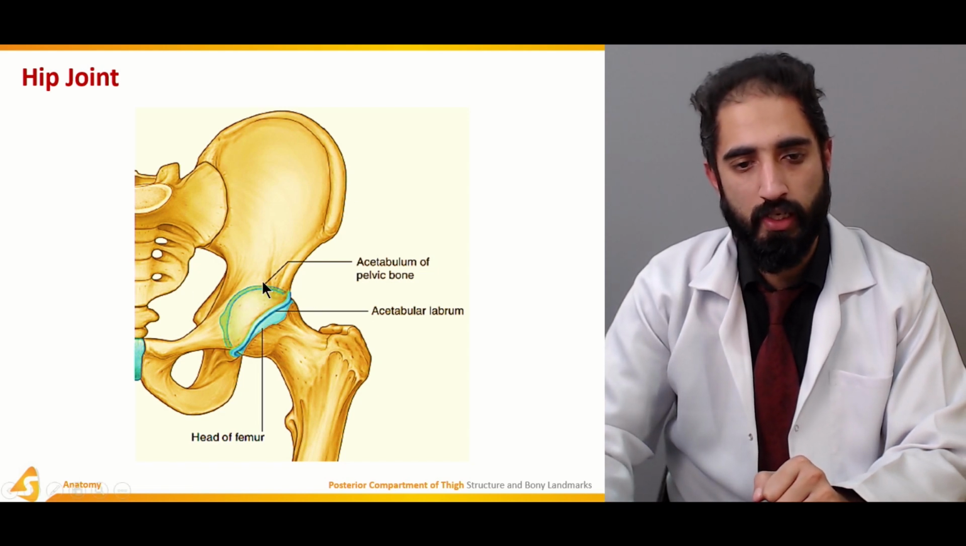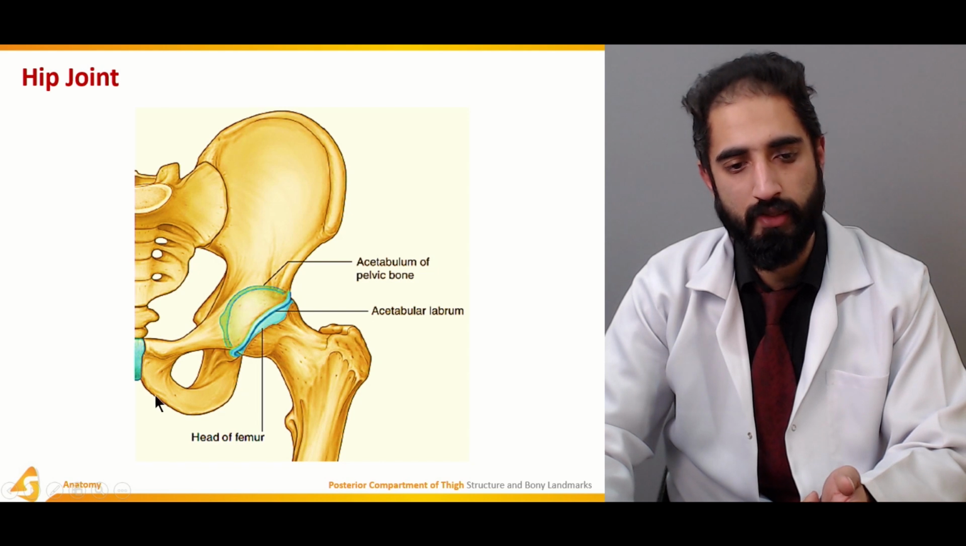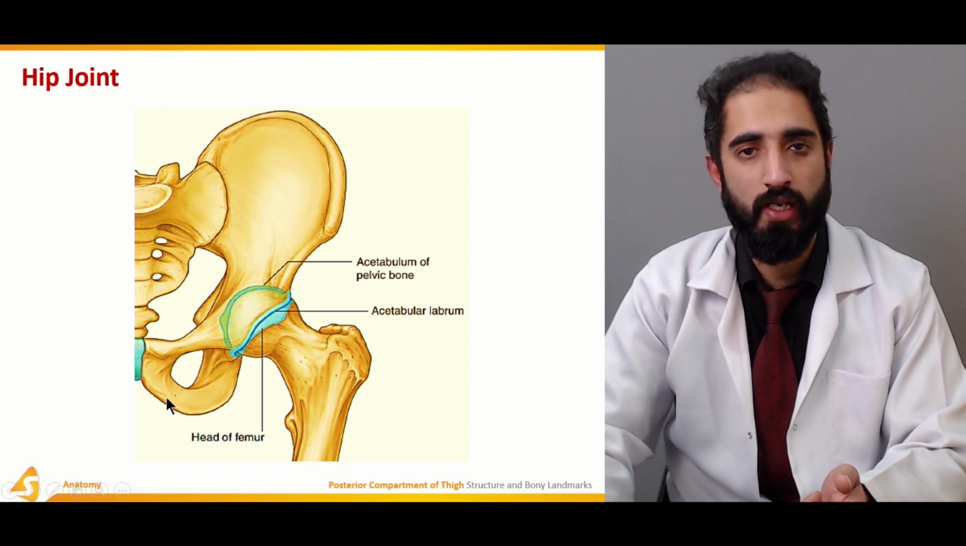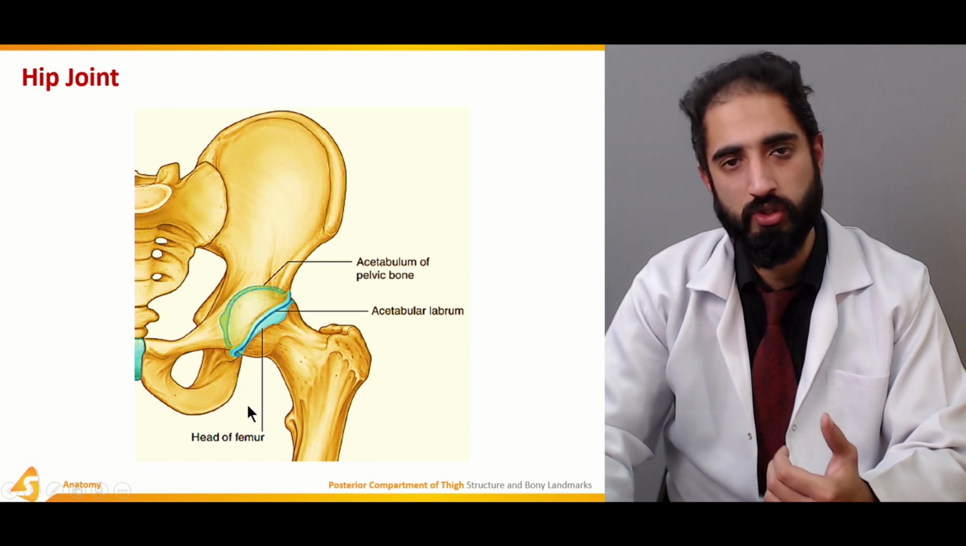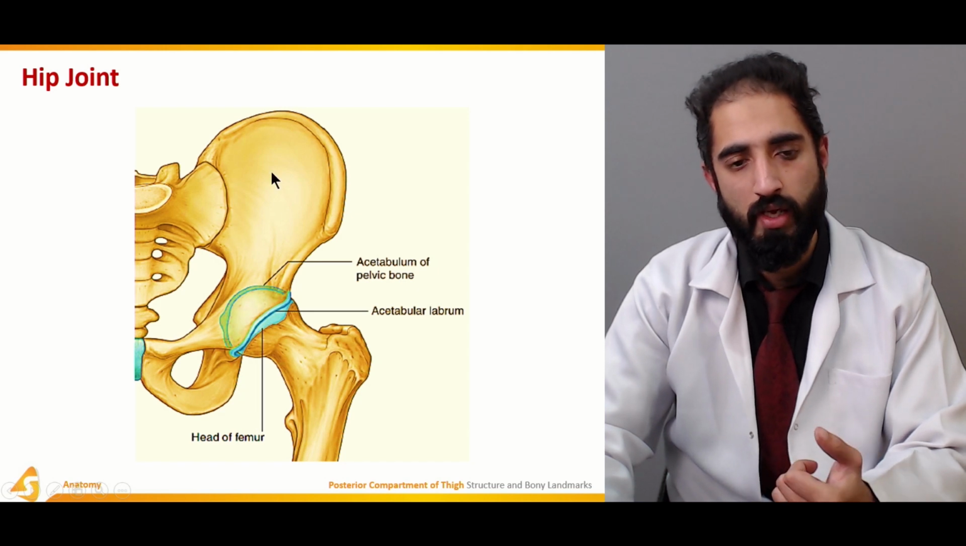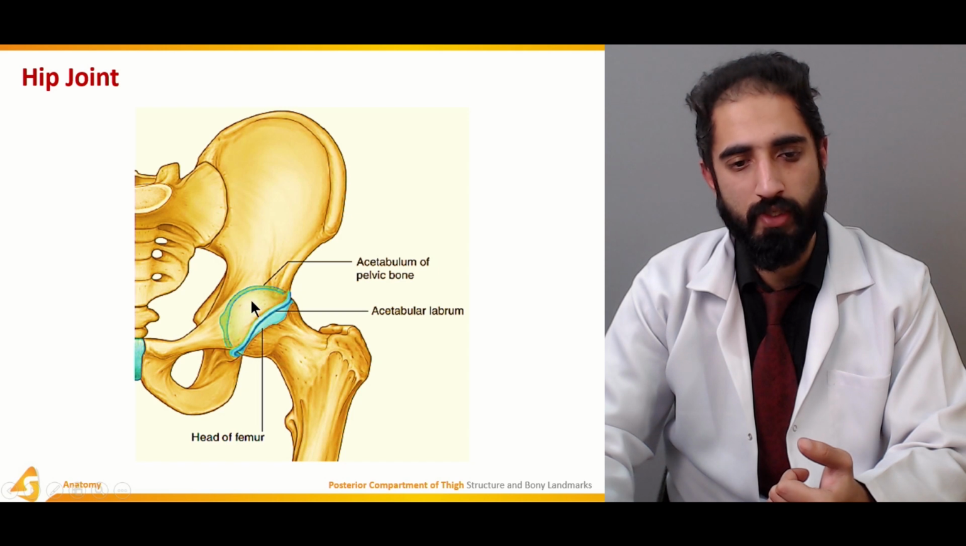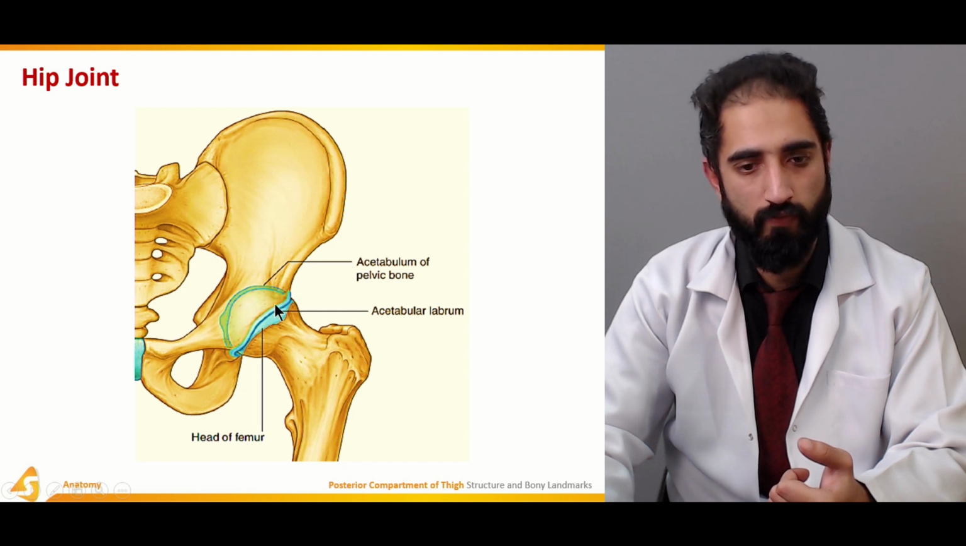So this is the ilium part of the innominate bone. This one is the pubis part, which is anteriorly and inferiorly, and the part which is posteriorly and inferiorly is the ischium. So ilium, ischium, and pubis make up the hip bone or the innominate bone. And here we have the acetabulum, which is the cavity to receive the femoral head.